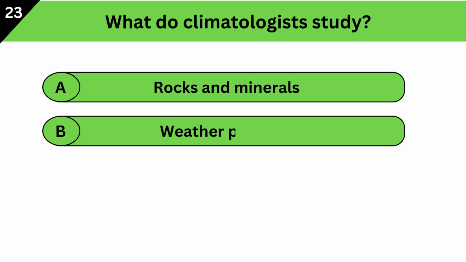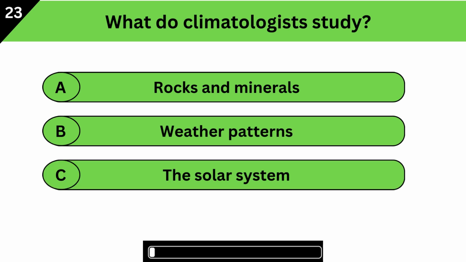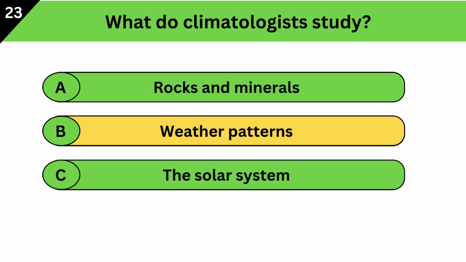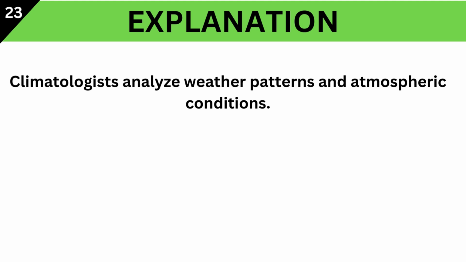What do climatologists study? Option A, rocks and minerals. Option B, weather patterns. Option C, the solar system. Correct answer. Explanation. Climatologists analyze weather patterns and atmospheric conditions.